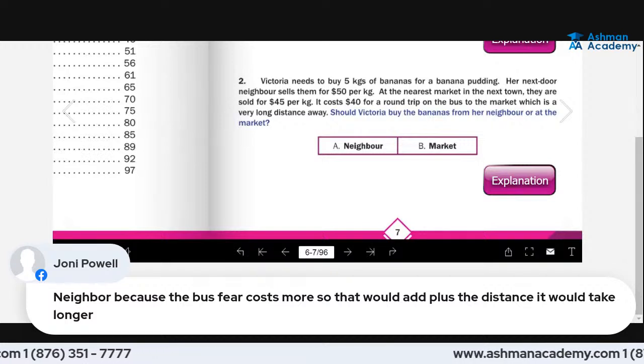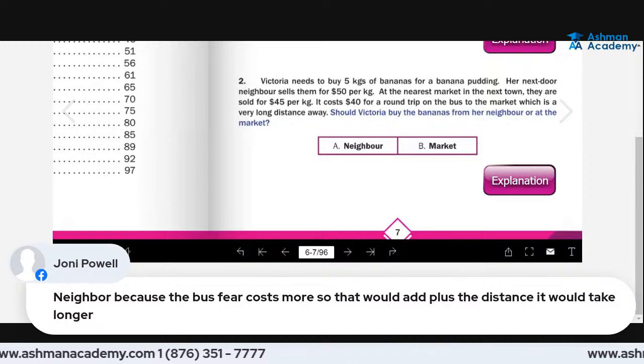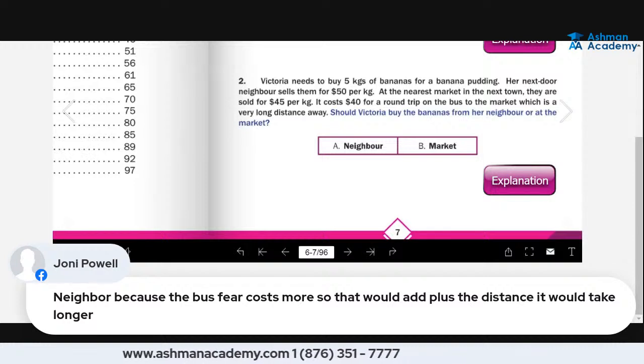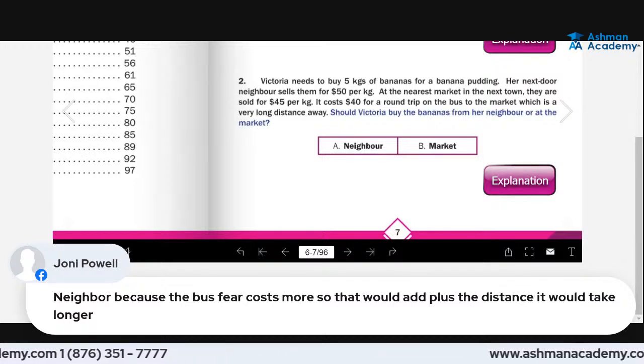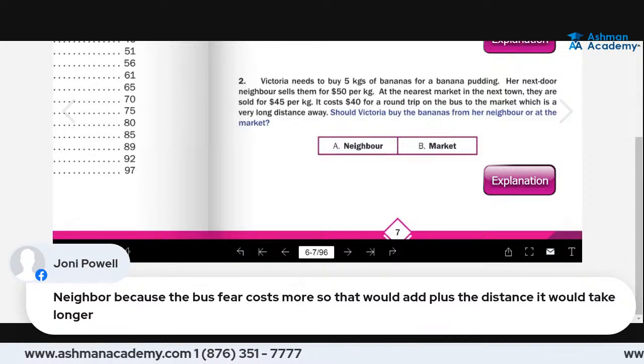Joni Powell is saying neighbor because the bus fare costs more, so that would add, plus the distance it would take longer. That's not the fare we want to use though, Joni. FEAR, no, that's not the fare. I want you to look it up. You have a number of fares. You have FAIR, you have FARE, you have FEAR. I want you to look up fare for bus fare. That's not the one. But anyway, thank you for that.